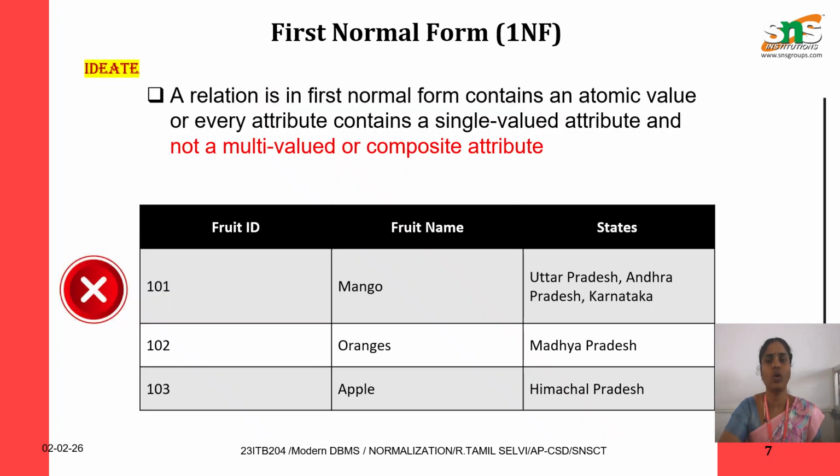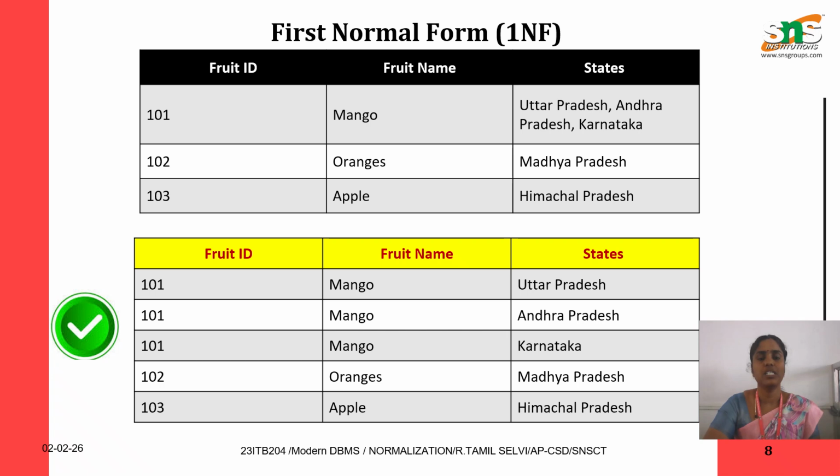First one, first normal form. As I said earlier, the rule of 1NF is that each column should have only atomic values. For example, a table Fruit Record contains information about the fruits acquired from different states to store in the warehouse. In the given table, the states column is a multi-valued attribute. Hence, this relation is not in 1NF.